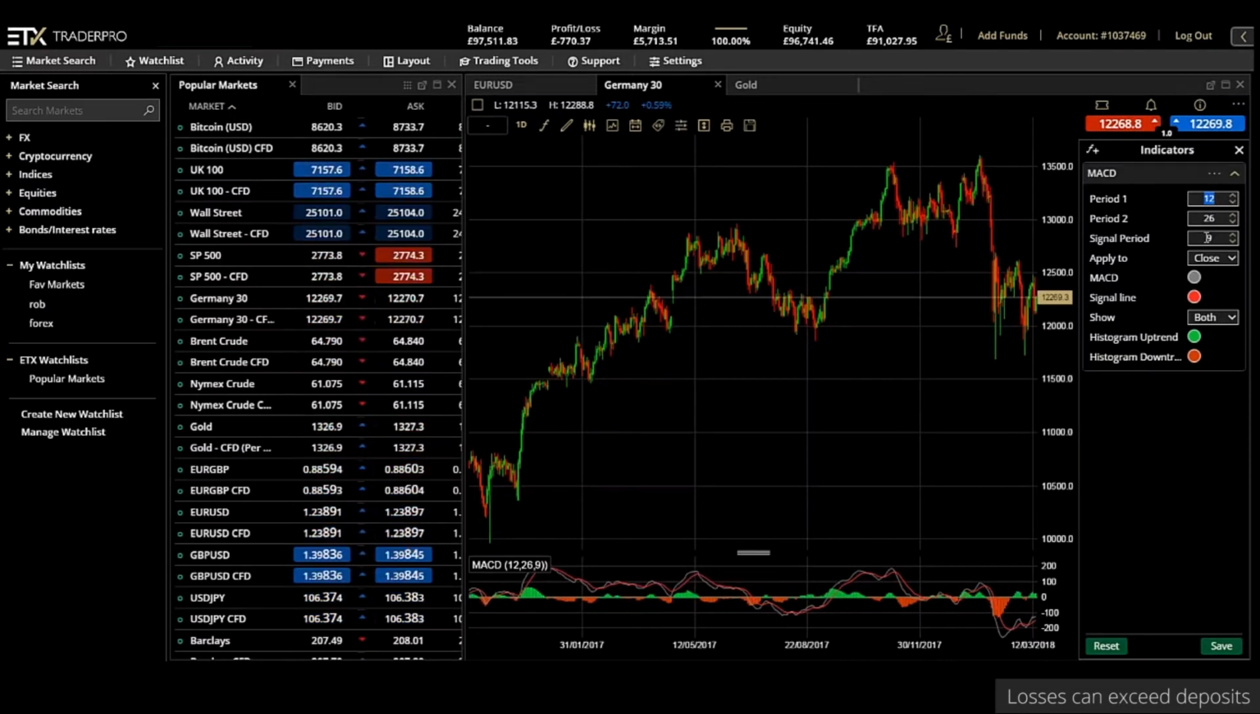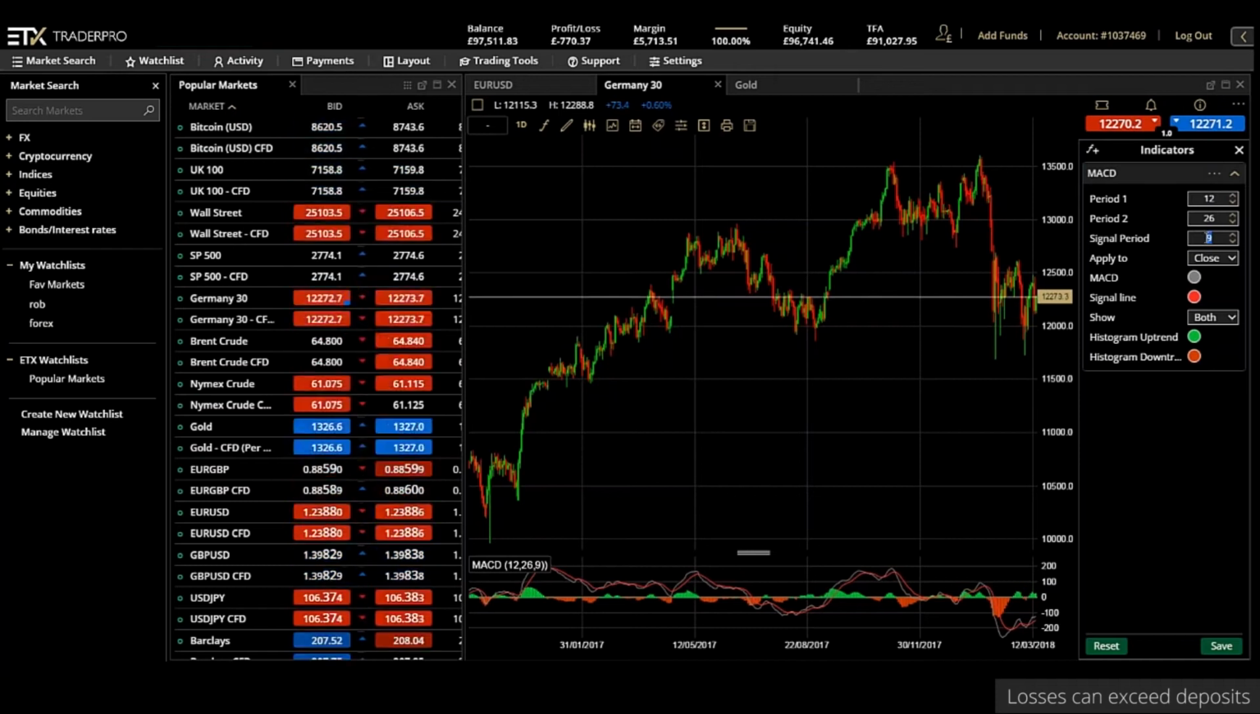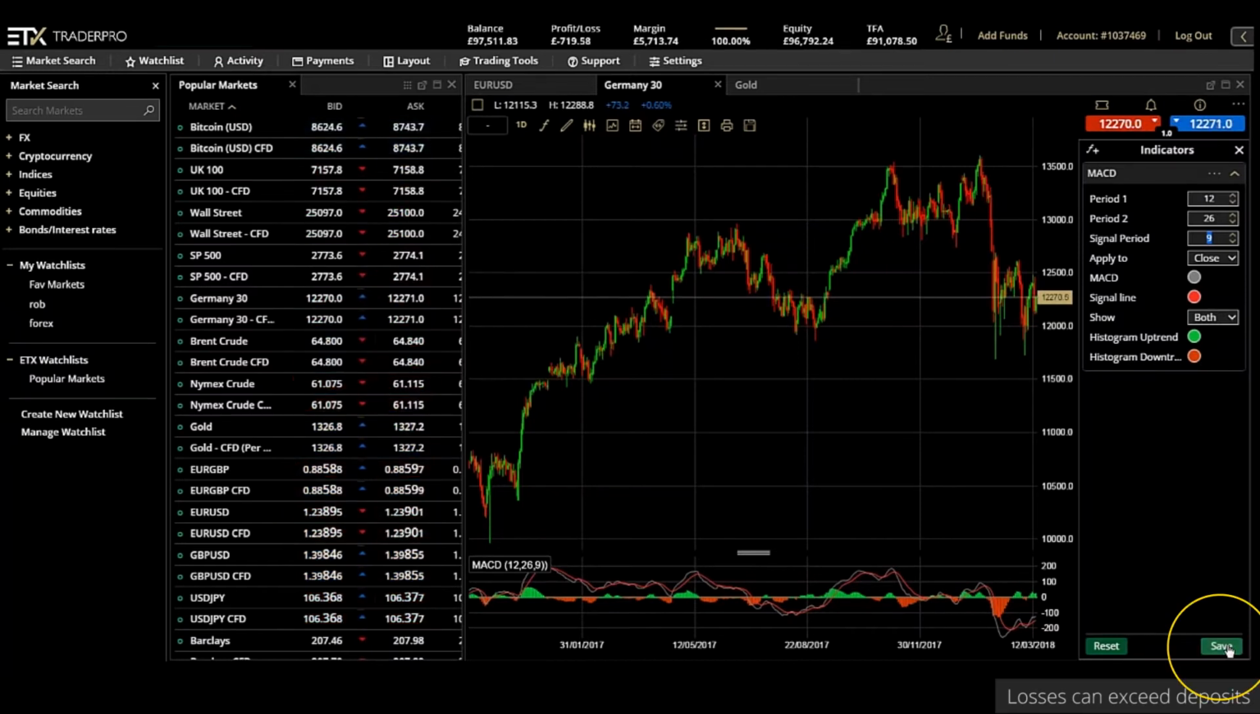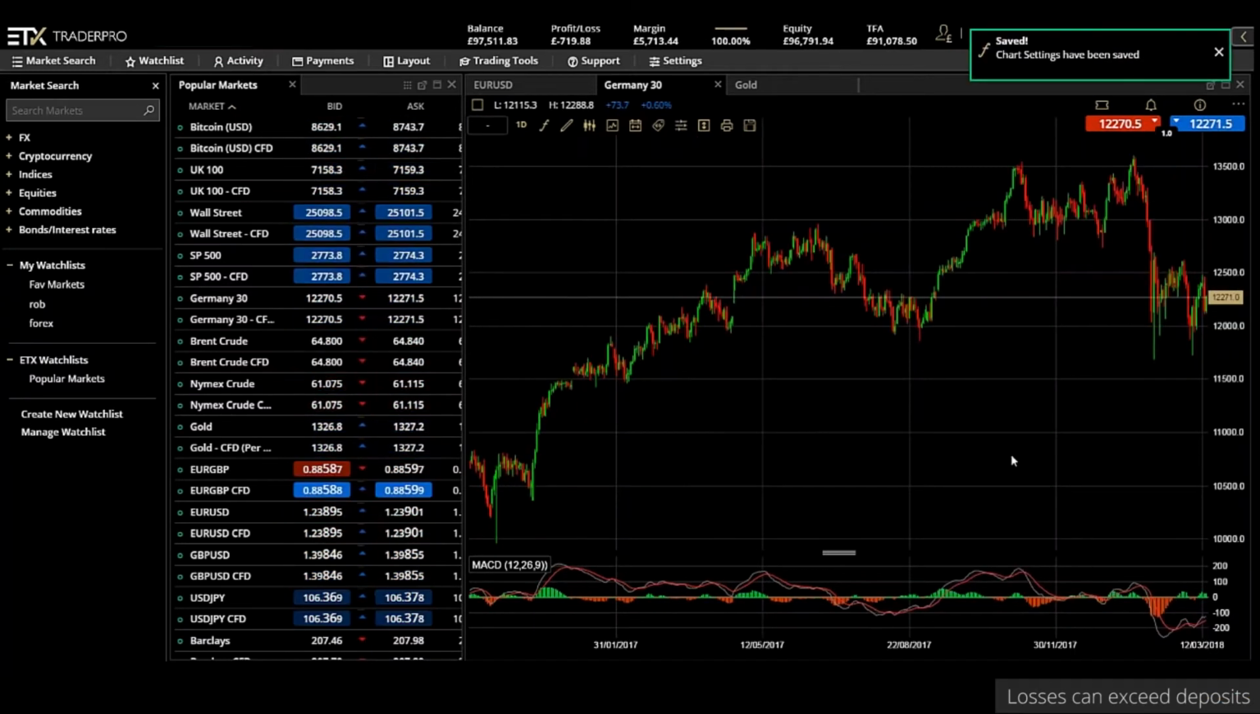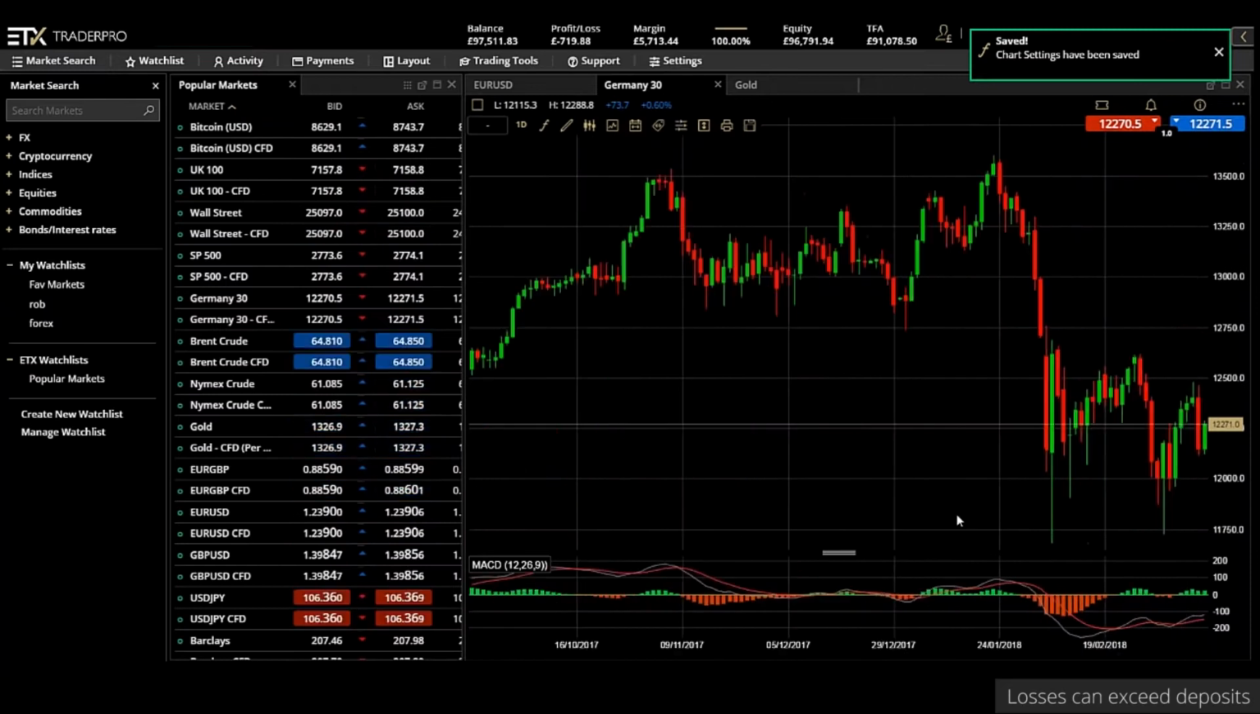The signal line is the 9-day exponential moving average of the MACD line. And when the two lines cross over, it's taken as a signal that a change in trend is likely. We'll save that to the chart, and now we can start to look for signals.